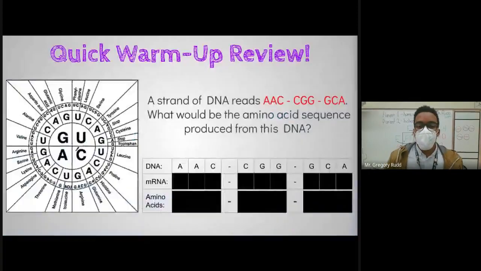All right. We're going to start off with some review of the warm-up. I believe this was one of the warm-up questions. The question was, a strand of DNA reads AAC, CGG, GCA. What would be the amino acid sequence produced from this DNA? So before we can actually figure out the amino acid sequence, we've got to find out the mRNA that is copied from that DNA.